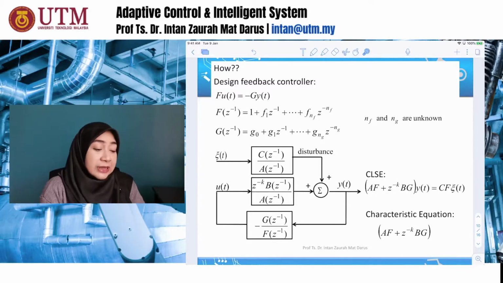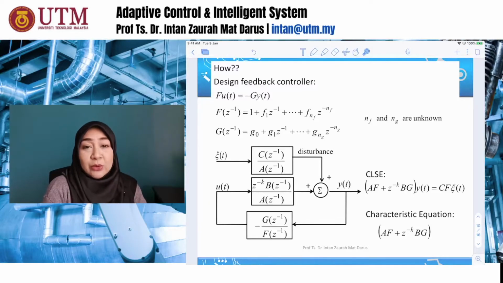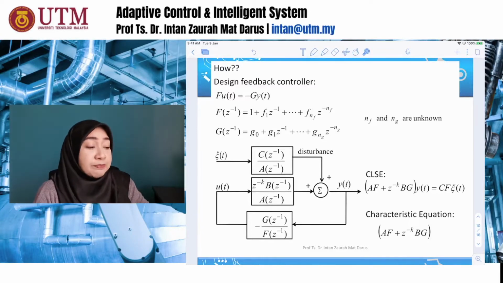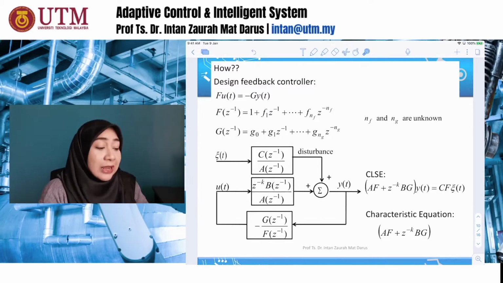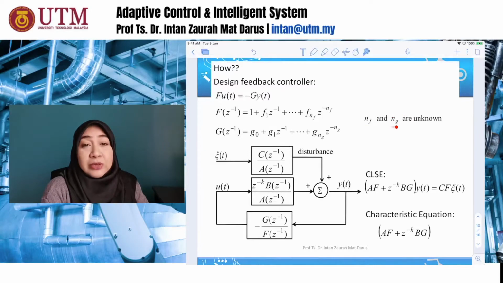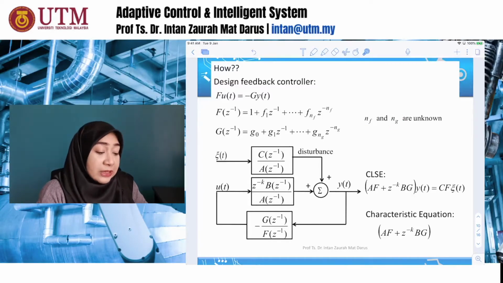Let's design a controller at the feedback of our system, with a transfer function of G over F, and that G over F is then multiplied with our input u. That polynomial G over F is as shown in this equation here. It is a polynomial with the model order nf and ng, which is unknown. We're going to find it later on. So we design this controller.